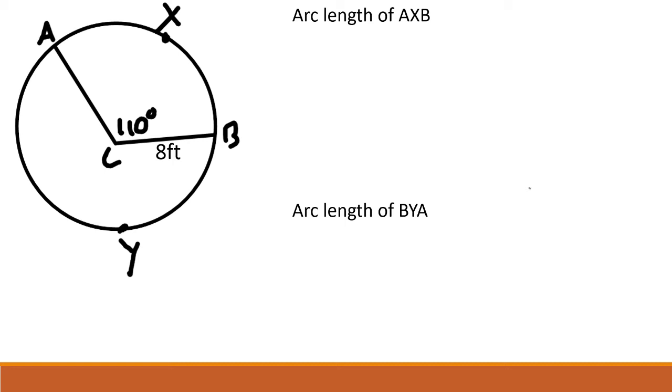So let's look at this example here, okay? See if we can't figure it out. I want the arc length of AXB, so this arc right here. Well, the central angle is 110, so how I would do it is I do this. The arc length that I want out of 2 times pi times r, which is 8 in this case because r is the radius, is equal to 110 out of 360.